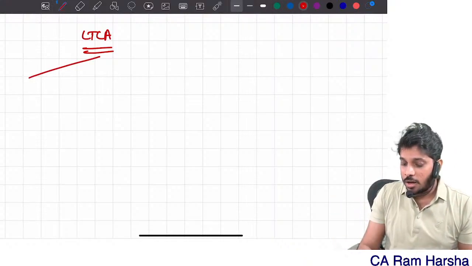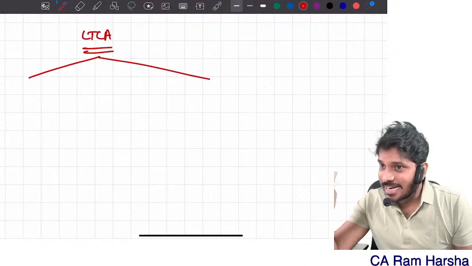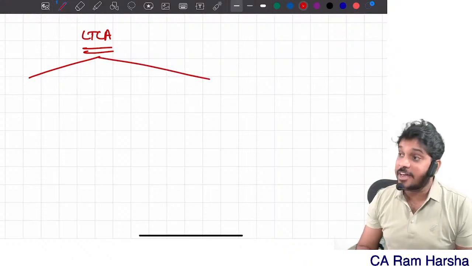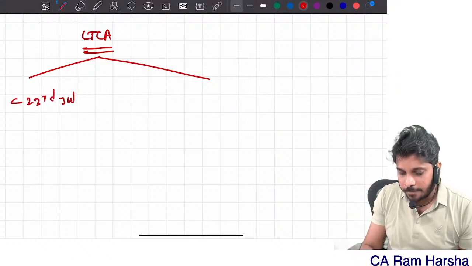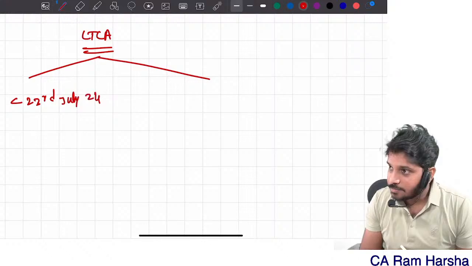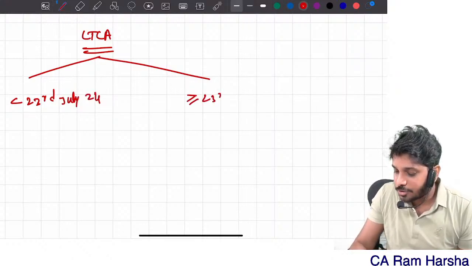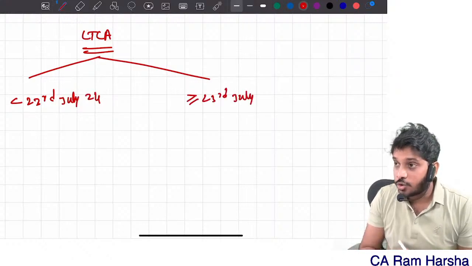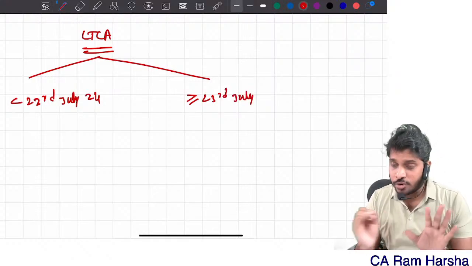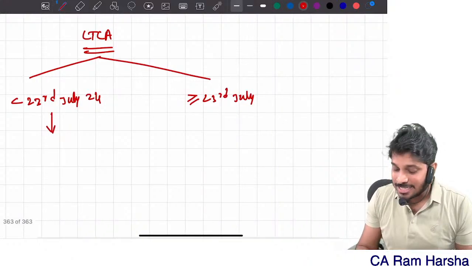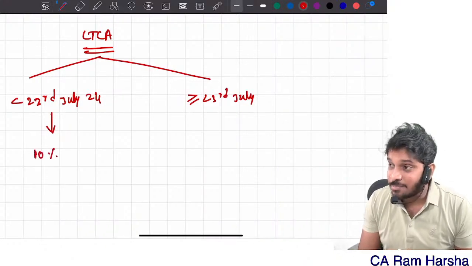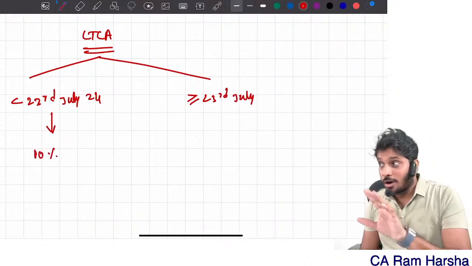Now, what is the tax rate applicable to me? This is the question. I want to know when you sold: before 23rd July, or on or after 23rd July? Sir, I sold before 23rd July. Straight away, the tax rate is 10%. You all know this.